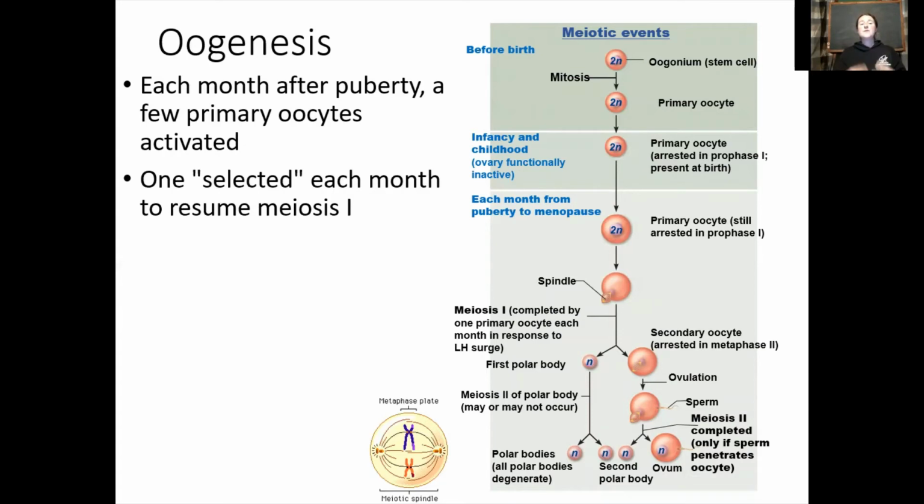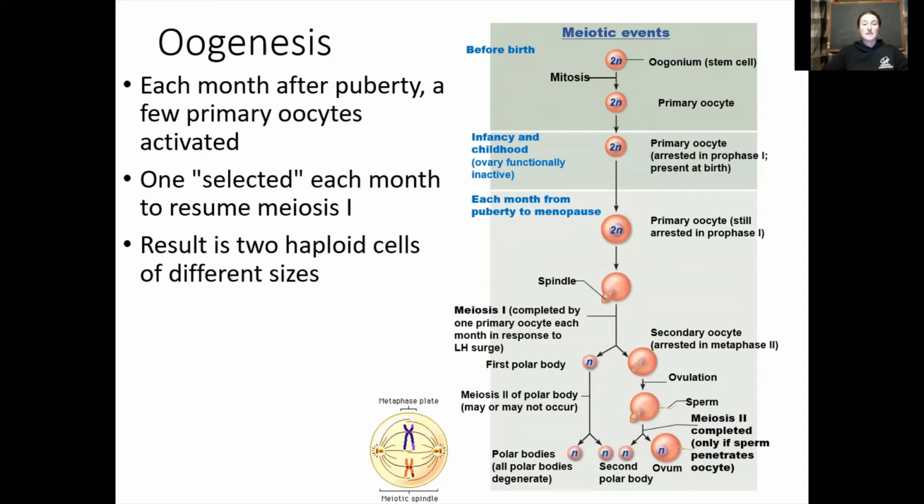Of these few primary oocytes that are activated, one and only one, in theory, is going to be selected each month to resume meiosis 1. Again, we don't really understand why certain ones are activated and selected and why other ones aren't. Of course, if you were on fertility treatments, this may increase the number of activated and selected oocytes every month. Also, in the case of twins, for whatever reason, multiple eggs are sometimes activated, resume meiosis 1 and are ovulated, and so in theory, both of them can be fertilized.